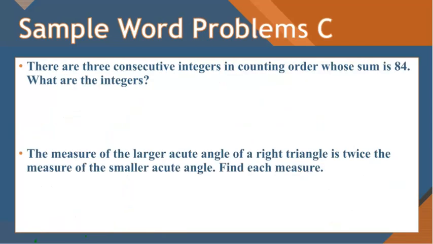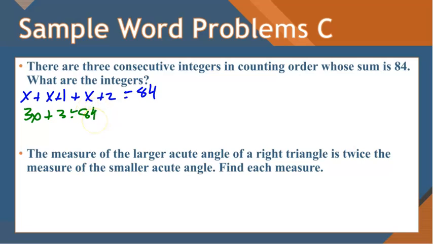And our last couple examples. There are 3 consecutive integers in counting order whose sum is 84. What are the integers? So if it's consecutive, I'm going to have x as the first, plus x plus 1, and then plus x plus 2. Those are the 3 consecutive integers, and they're going to add up to 84. So 1x plus 1x plus 1x is 3x. 1 plus 2 is 3. And this is going to equal 84.